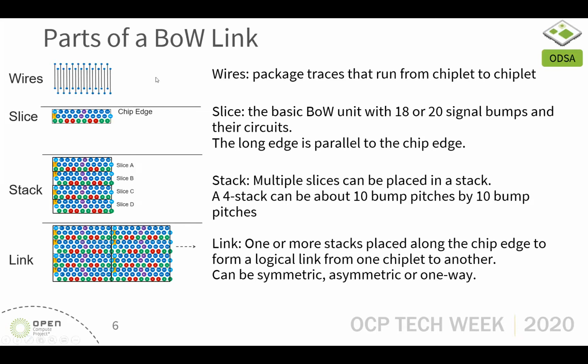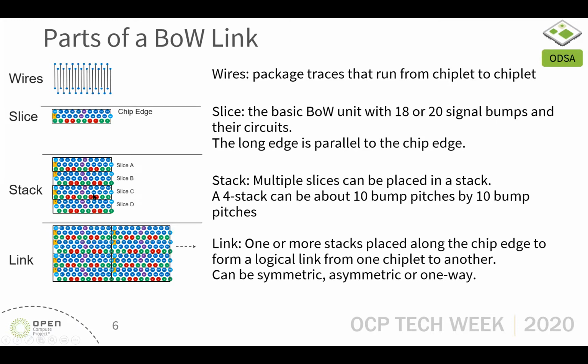So this is giving a taxonomy of a BO link, if you will. The wires are simply the package traces that are running from chiplet to chiplet. A slice is the basic unit, and it's operated unidirectionally at any given time. It has 18 or 20 signal bumps, and of course the associated circuits. The long edge of the slice is parallel to the chip edge. And then we can have a stack of multiple slices, and I've shown here a 4-stack.